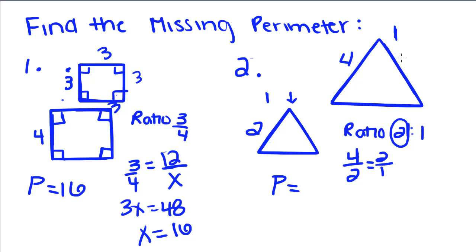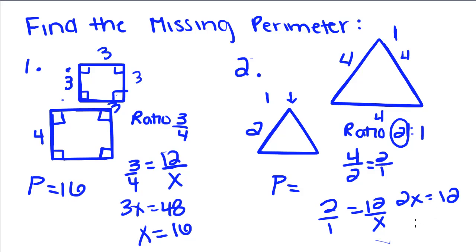So we want to find the perimeter of this little triangle. So we're going to find the perimeter of this big triangle first. And these are all similar figures. So that means they fit all the requirements. So we can do this kind of problem. So we're going to set 2 over 1 equal to 4 plus 4, which is 8, plus 4, which is 12. 12 over x. If we cross multiply, we get 2x is equal to 12. Divide by 2, you get x is equal to 6.